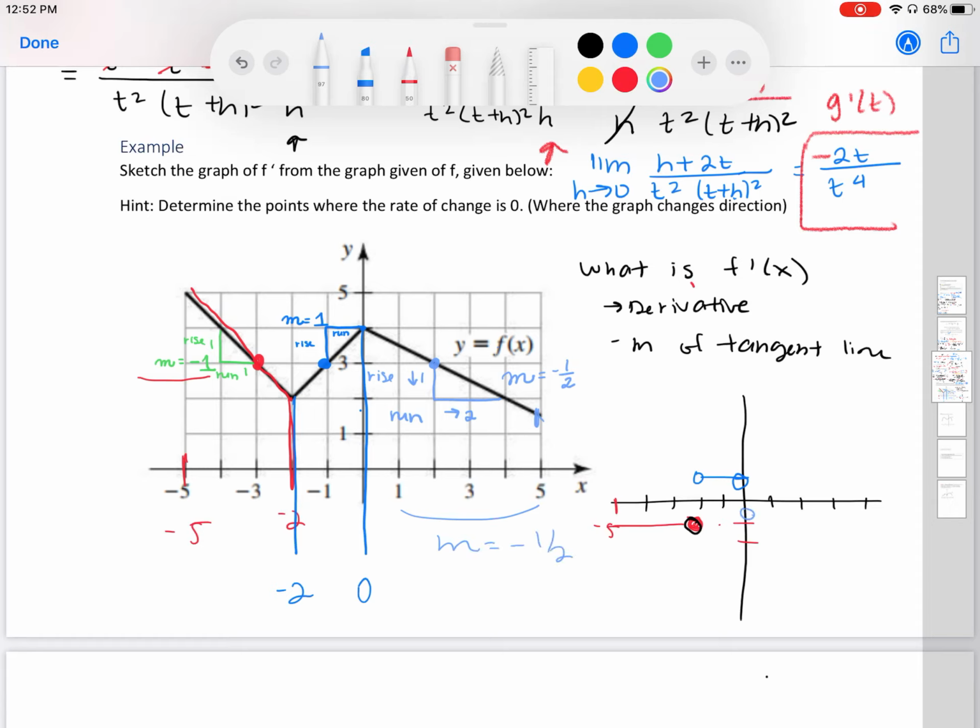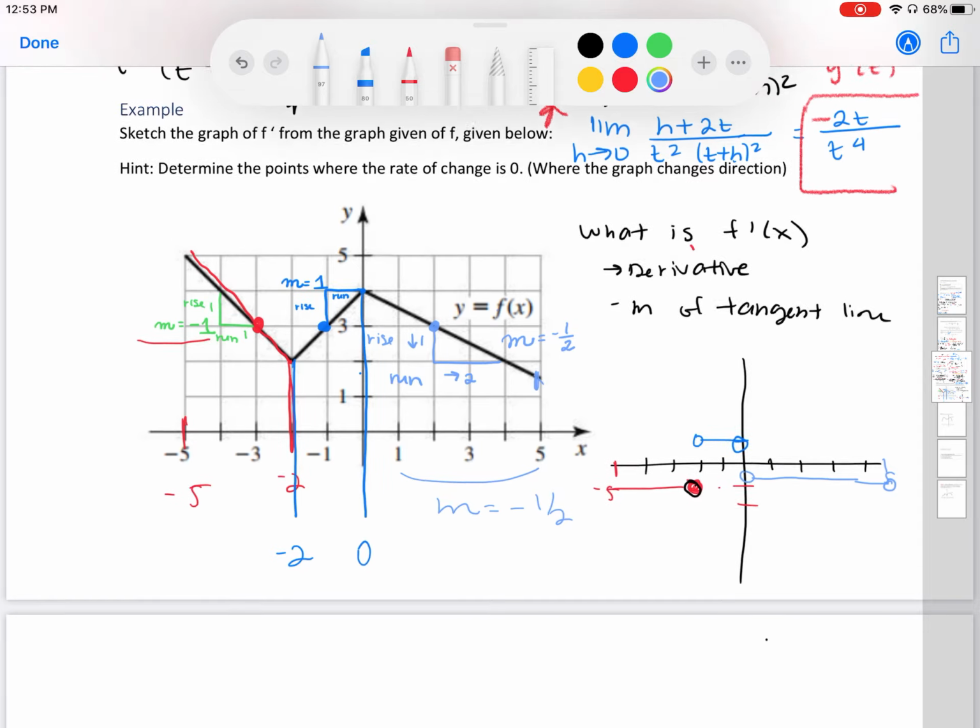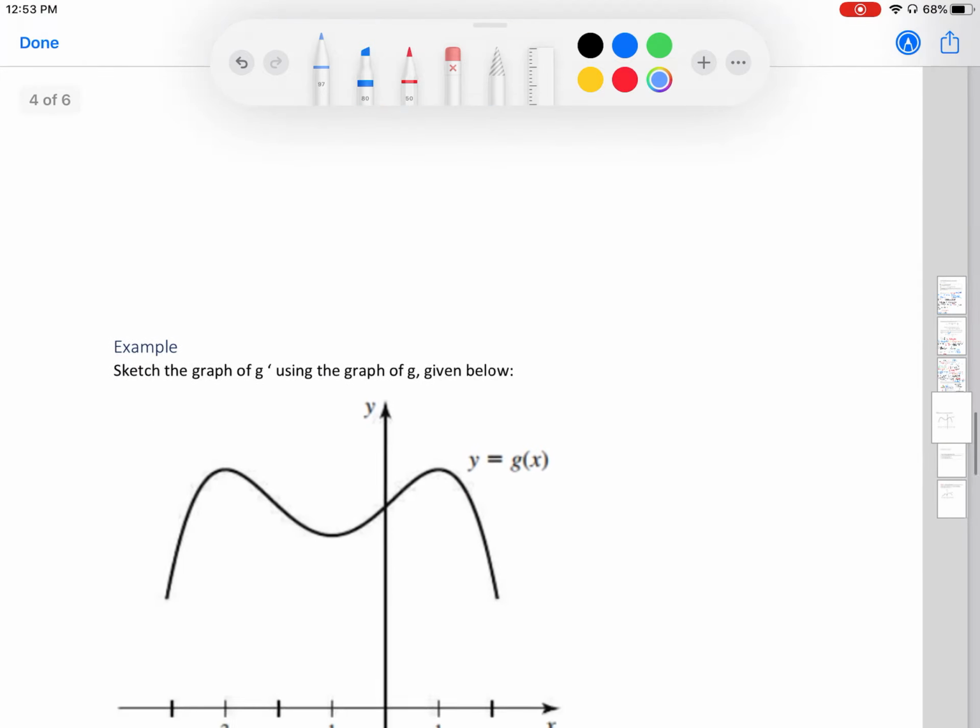So from here to 5. And there we have it. Our derivative is our slope. And if I found the slope, if I directly have the slope, then I can apply it this way. What if your graph is not a set of straight lines with a rise and a run? What if you have a curve? That leads us to our next example.